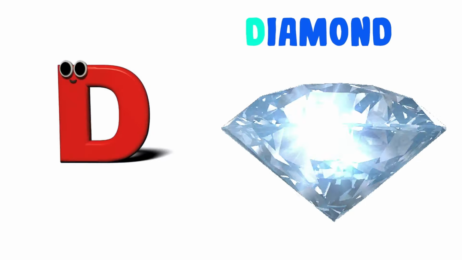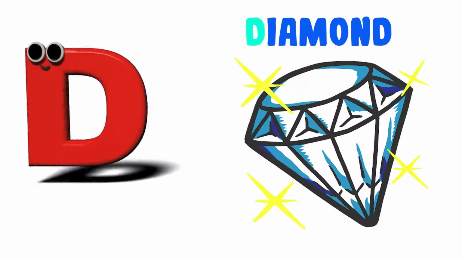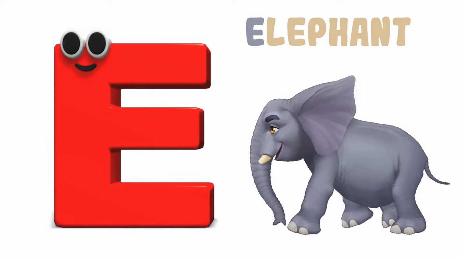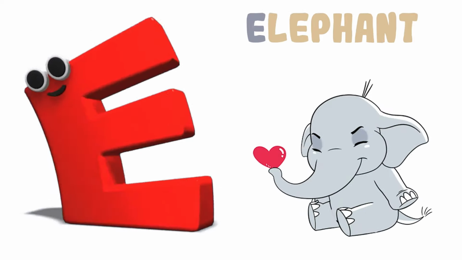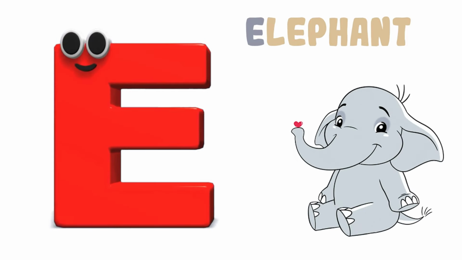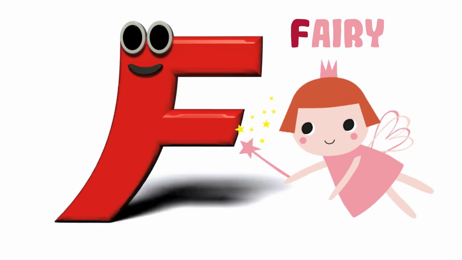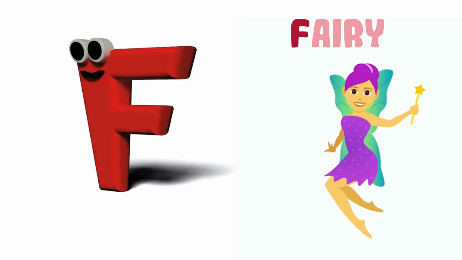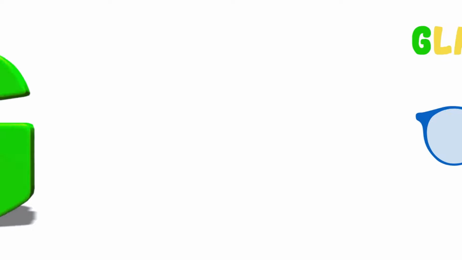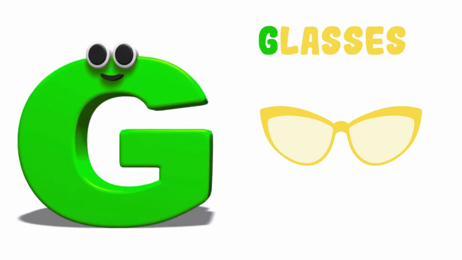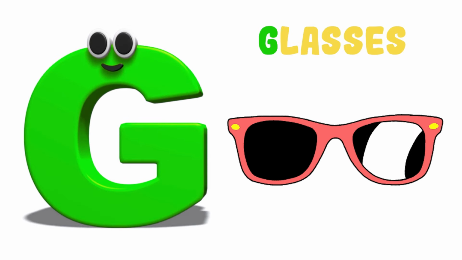D is for diamond, d, d, diamond, d, d, diamond, D, diamond. E is for elephant, e, e, elephant, e, e, elephant, E, elephant. F is for fairy, f, fairy, f, fairy, F, fairy. G is for glasses, g, g, glasses, g, g, glasses, G, glasses.